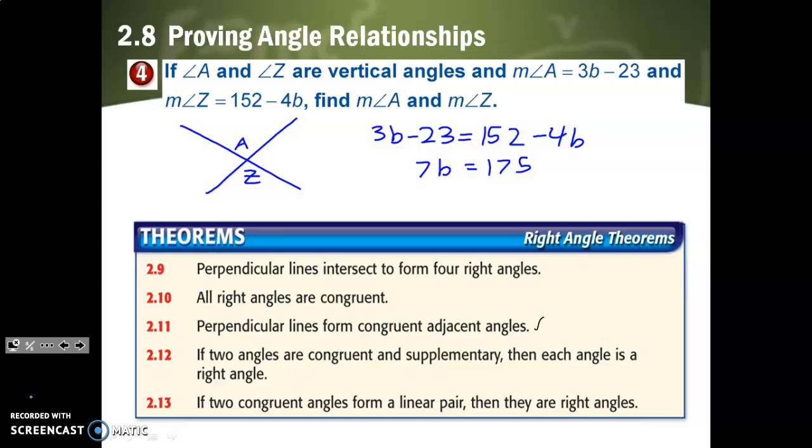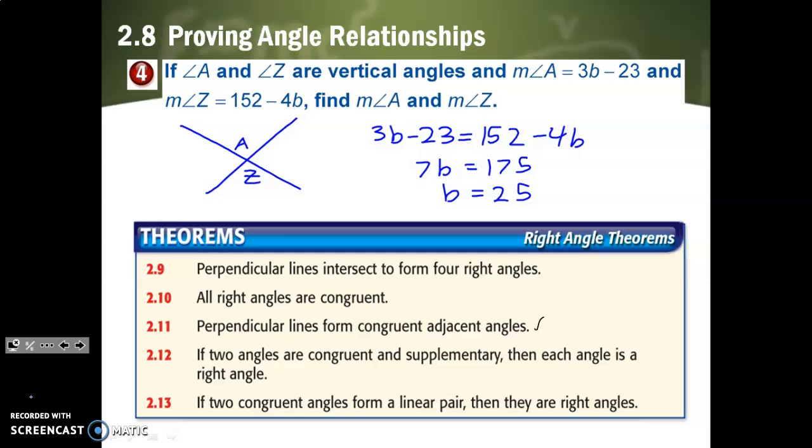And from there, what do we get? Divide both sides by 7, and we get 25, I believe. 7 goes into 17 twice with 3 remaining, so that makes it 35. And then 35 divided by 7 would be 5. So we get B equals 25.